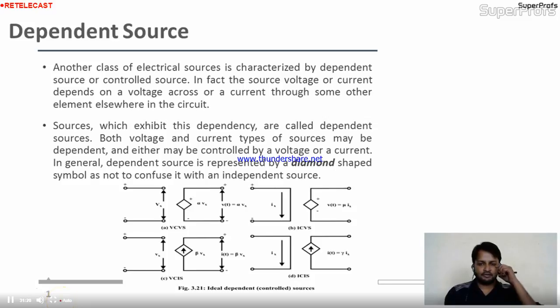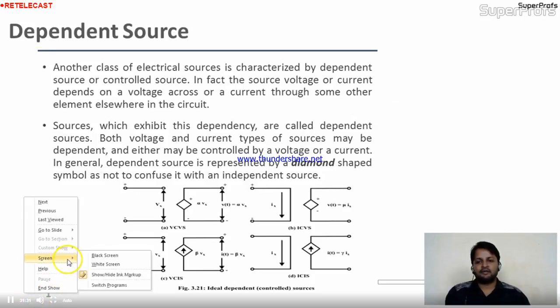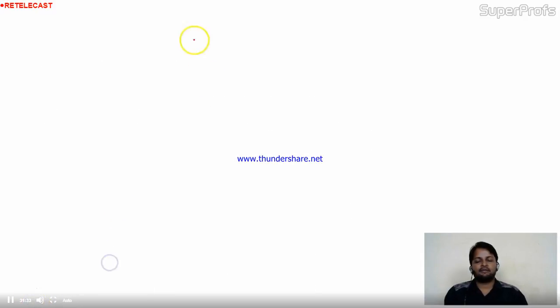Come to the dependent source. Dependent source is the source whose value depends on the circuit parameters. What I am telling is, in the dependent source, the value of the source will depend on the circuit parameters.